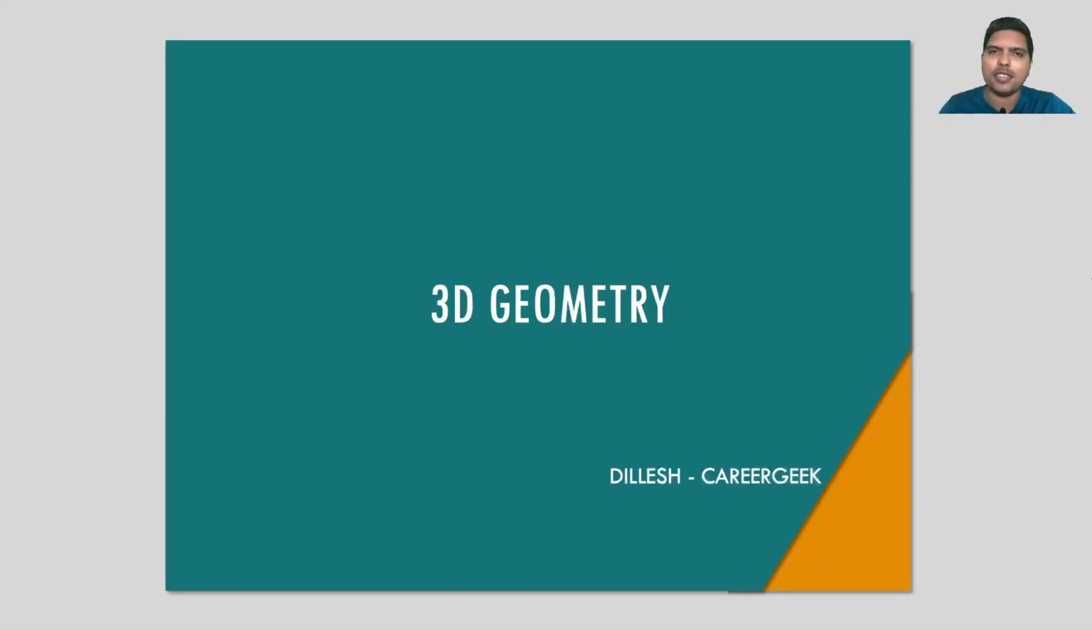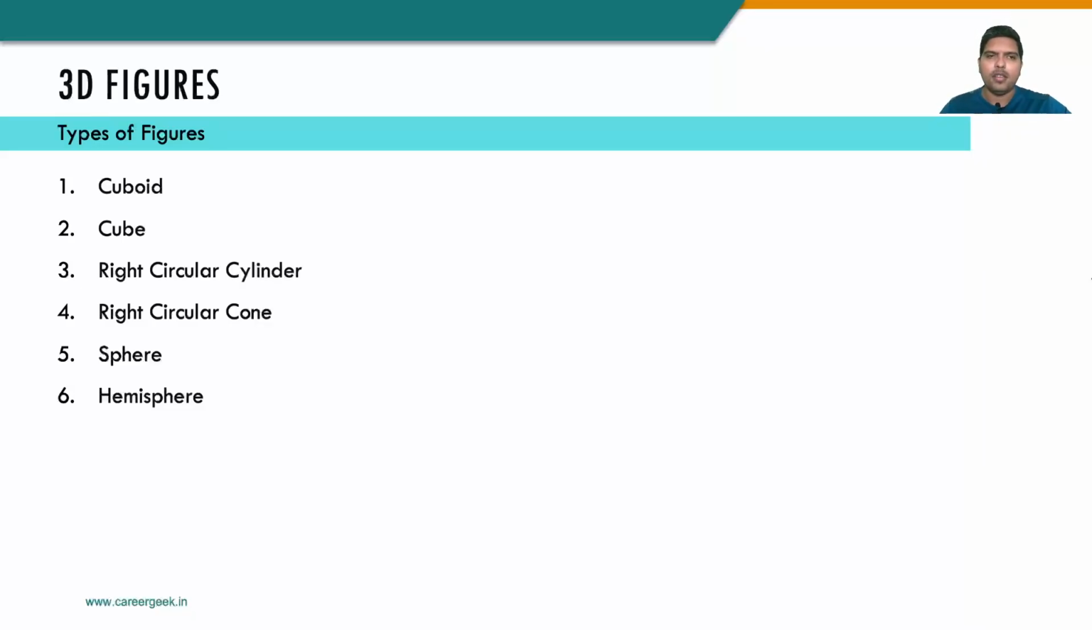Hi, so let's discuss 3D geometry. So this is the last video of geometry. So we'll discuss the formulas of these figures: cuboid, cube, right circular cylinder, right circular cone, sphere and hemisphere in that order.